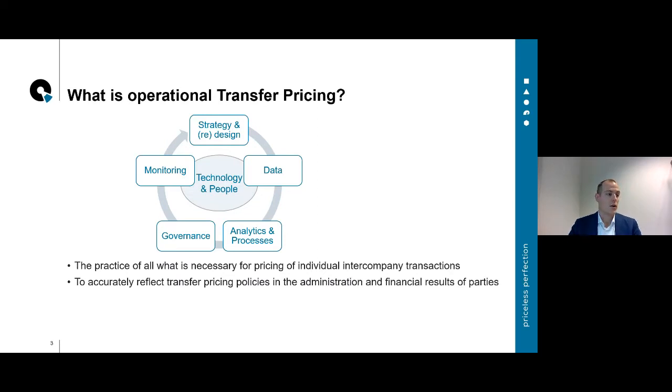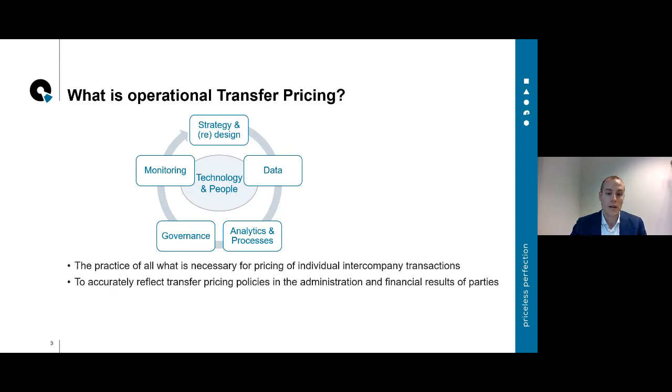So, what is operational transfer pricing? A lot has been written on this topic and definitions differ somewhat. But from our perspective, it comes down to the practice of all what is necessary for pricing of individual intercompany transactions, to accurately reflect transfer pricing policies in the administration and financial results of parties.